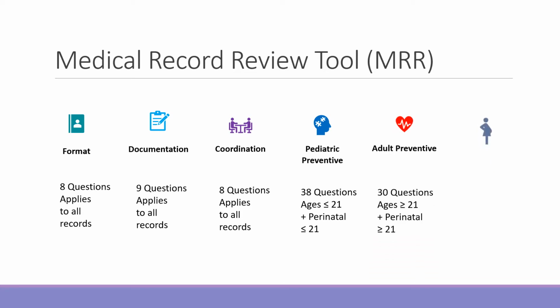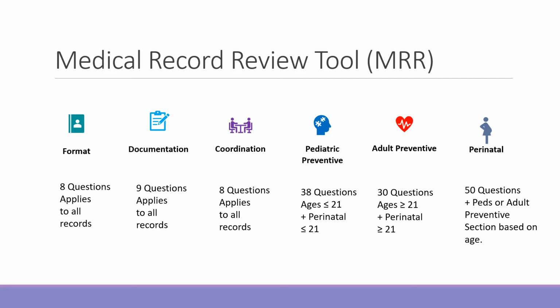A typical medical record review consists of 10, 20, or 30 records depending on the number of PCPs working at the site. The total number of questions in each section are listed here. As you can see, the first 3 sections apply to all members whose charts are being reviewed. The last 3 sections apply based on the age of the member.